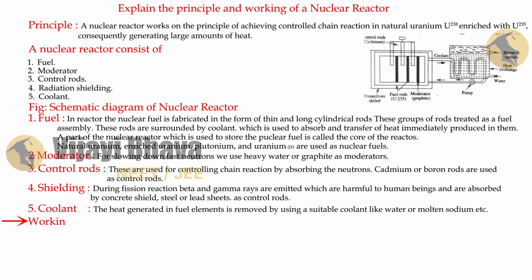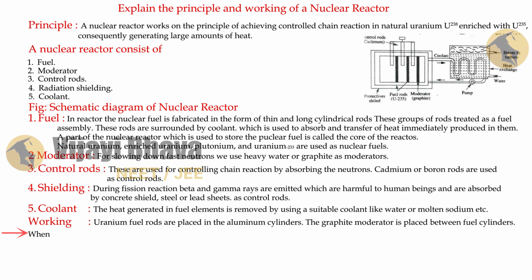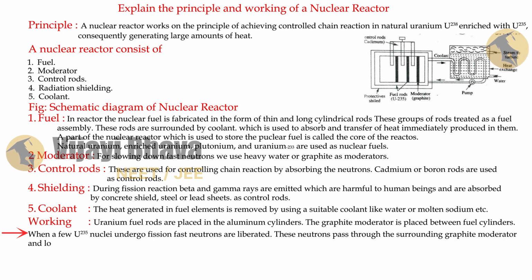Let us learn the working of a nuclear reactor. Uranium fuel rods are placed in the aluminum cylinders. The graphite moderator is placed between fuel cylinders. When a few uranium 235 nuclei undergo fission, fast neutrons are liberated. These neutrons pass through the surrounding graphite moderator and lose their energy to become thermal neutrons.